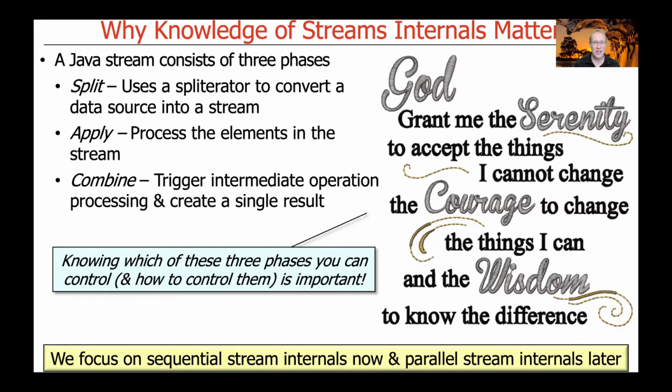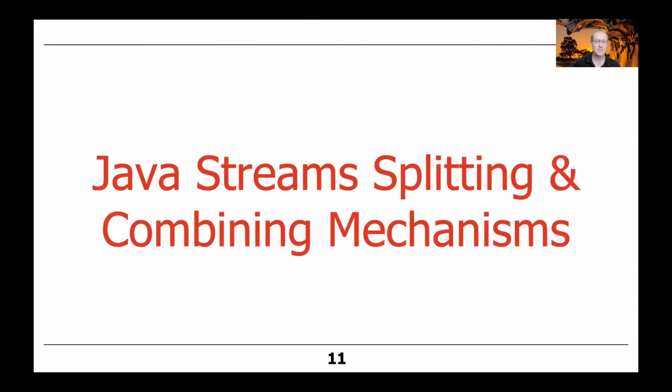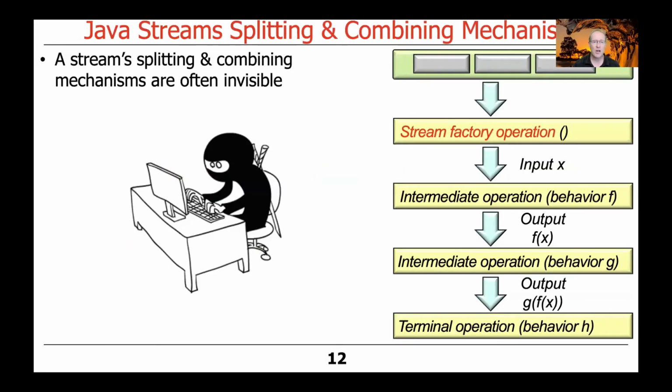Right now, in this discussion about internals, we're going to focus pretty much exclusively on sequential streams. Later, when we get into the parallel streams discussion, we'll talk about how streams works internally there. It's actually not that different from a code point of view, but of course, the behavior is quite different. So let's first start by talking about mechanisms in Java streams for splitting and combining things. That's basically bookending the beginning and the end of a stream.